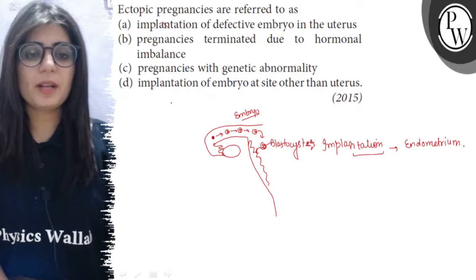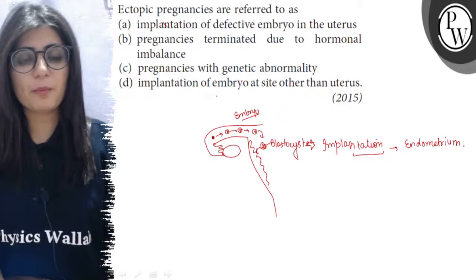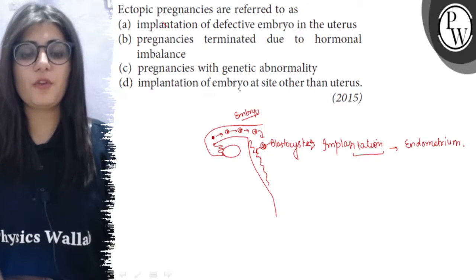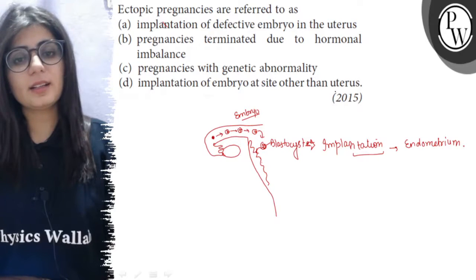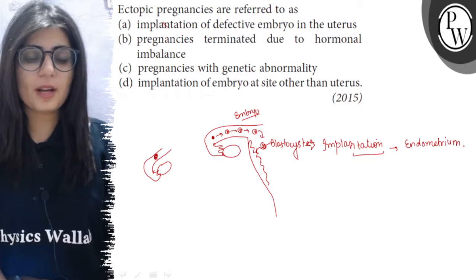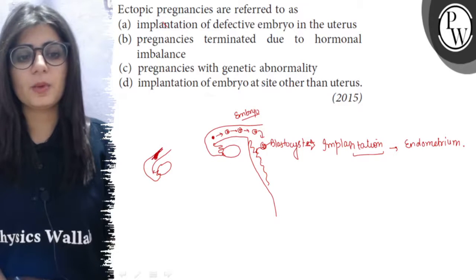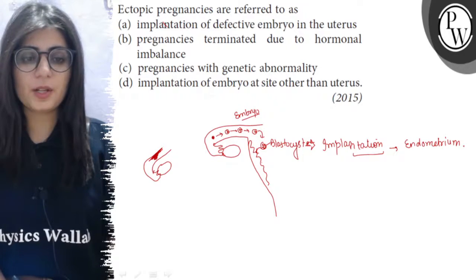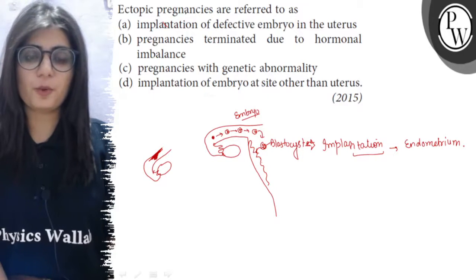So ectopic pregnancy is the attachment of embryo, or we can say the implantation of embryo at a site other than uterus. Say, suppose this is the ovary and this is the fallopian tube, and the embryo gets attached in the fallopian tube. So this is the wrong site of attachment here. So this is a case of ectopic pregnancy.